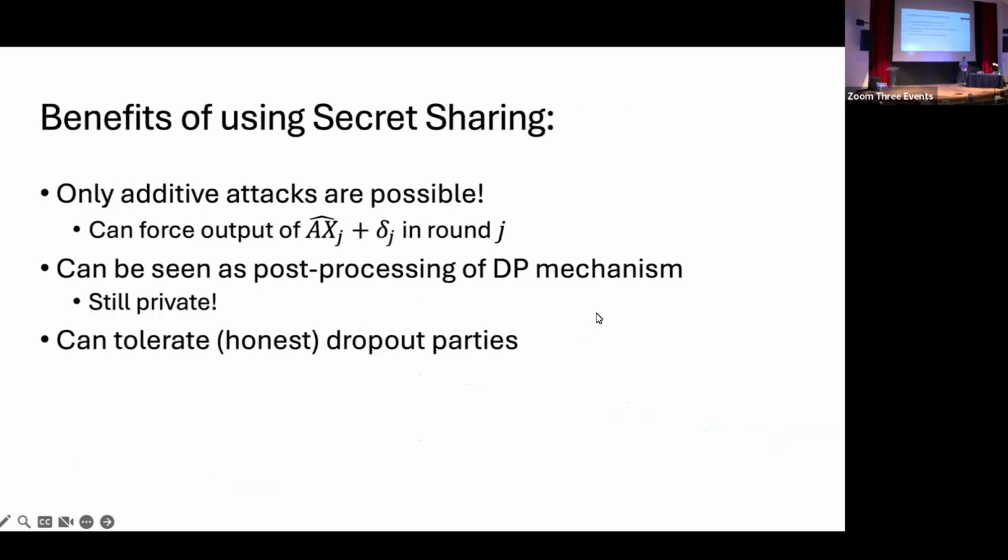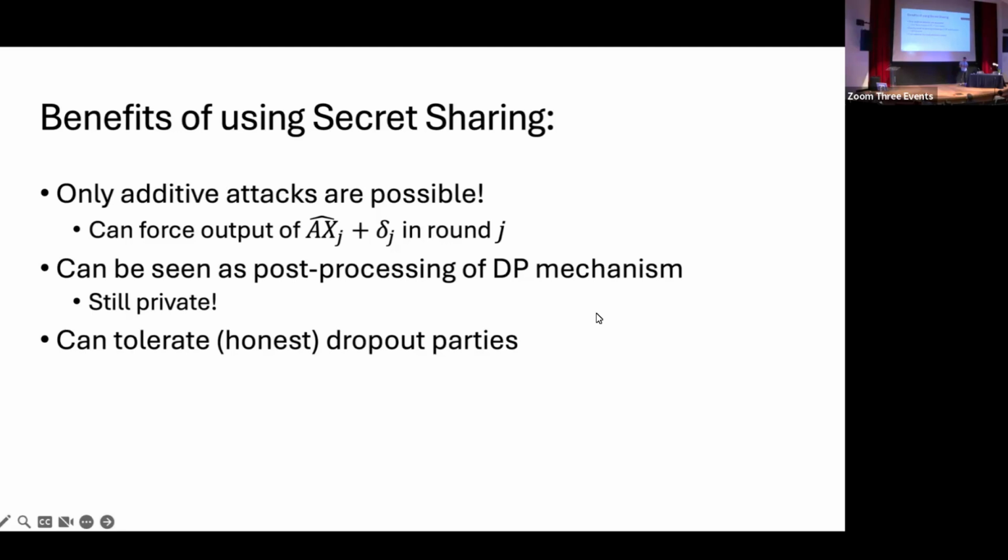And there's also some benefits of using secret sharing to transfer these gradients and noise from round to round securely. We also looked at other approaches using encryption, for example. One main benefit is that if there's an active adversary, so maybe some of the clients or even the server is malicious and wants to break the privacy of the honest users, because we're using secret sharing, the most that the server can do is just additive attacks.